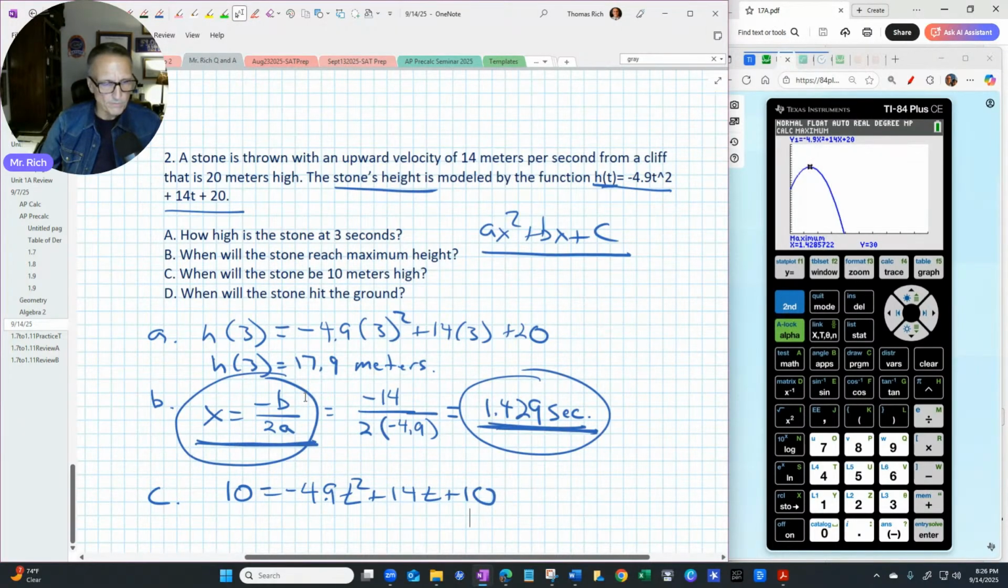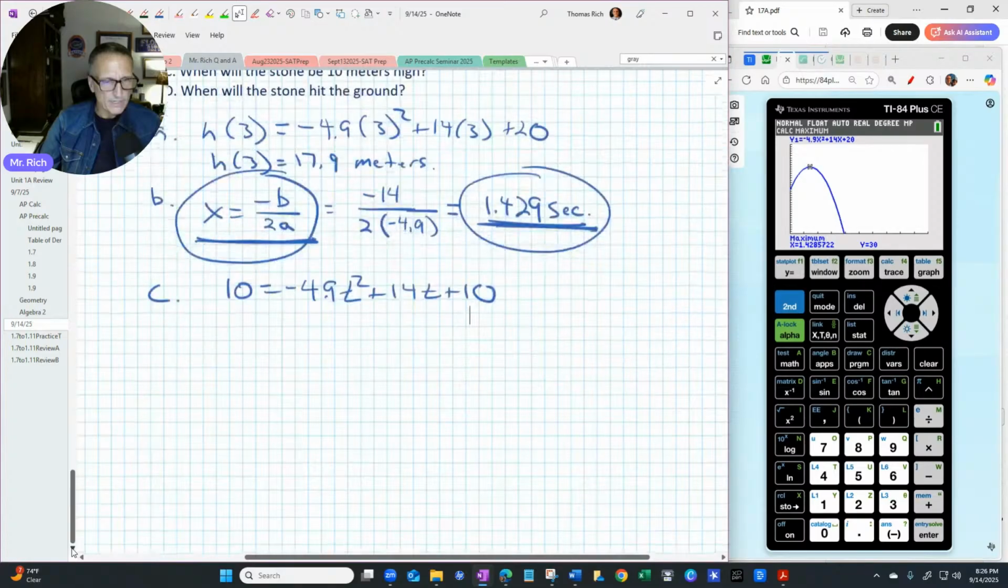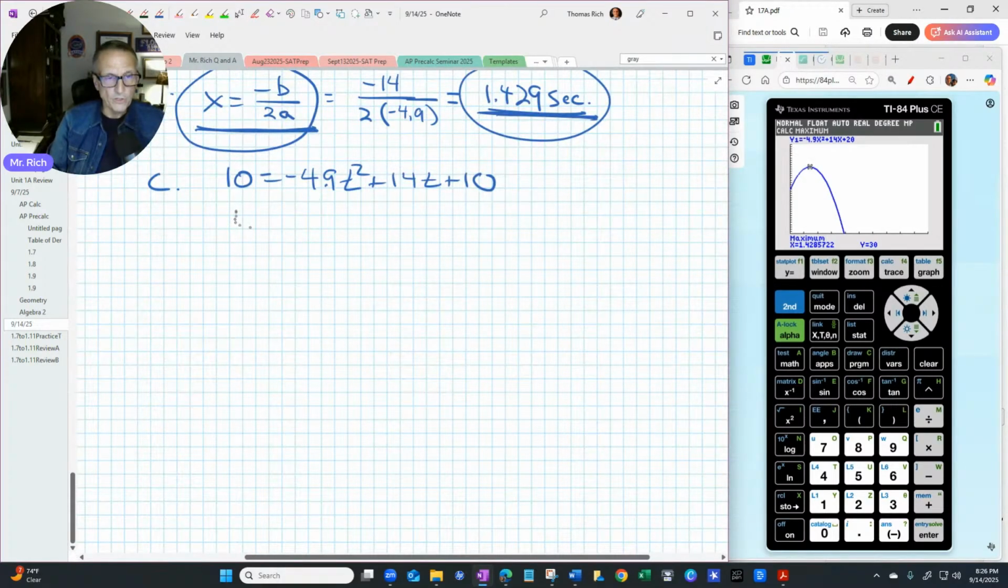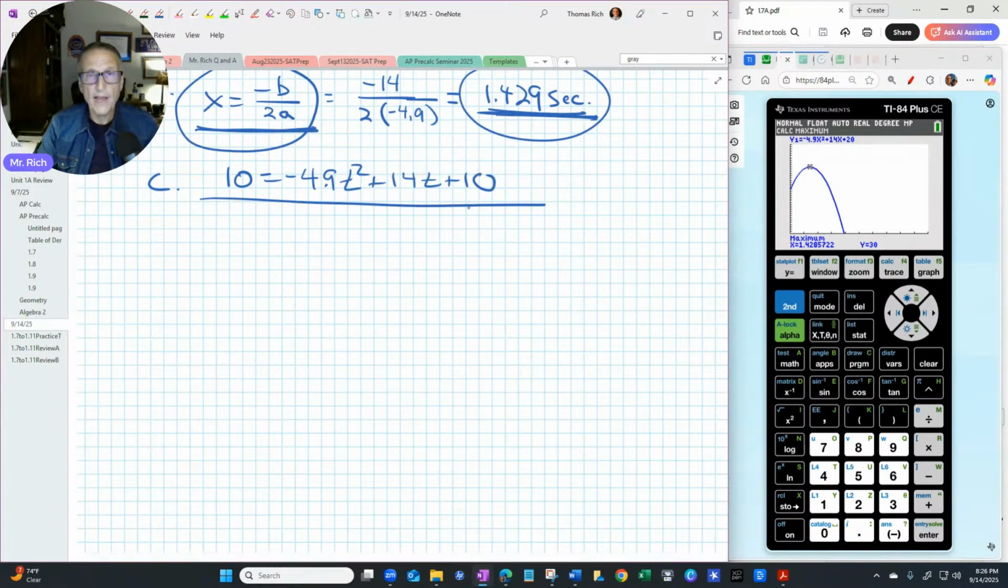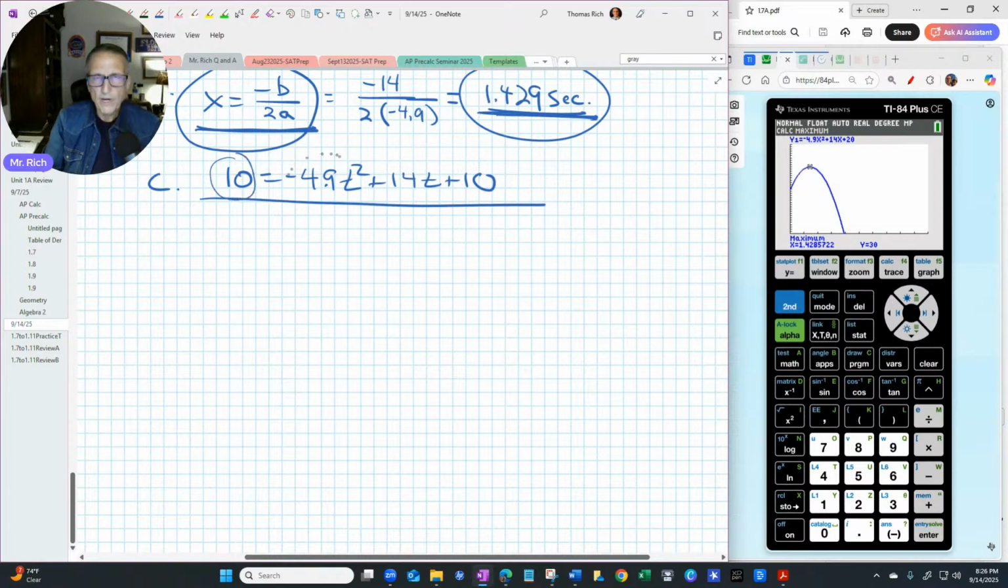But here's what I'm going to do, students. I'm going to use the calculator to solve this for t. One of the things you can do to solve this equation that we've just generated is to graph the left-hand and right-hand side equations separately. In other words, I'm going to graph another function, y equals 10, a horizontal line that would come straight across, and see where it intersects the right-hand side function.